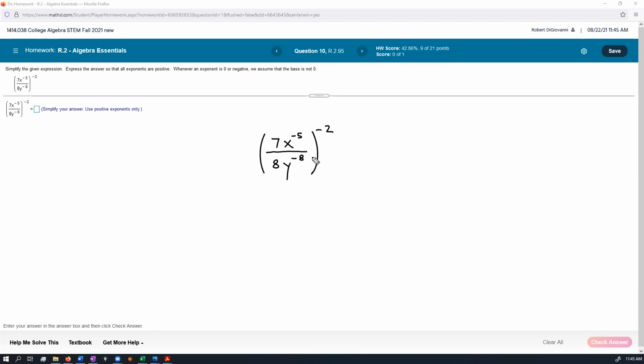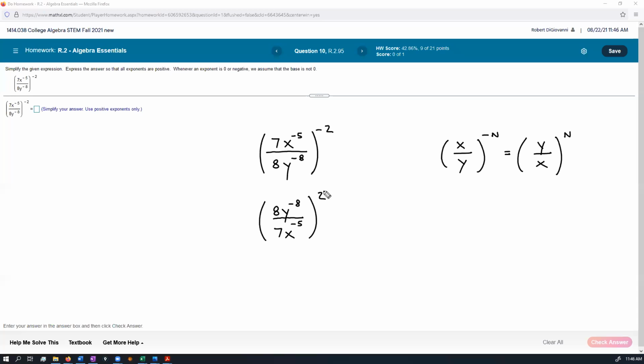Okay, first thing I'm going to do is I'm going to realize that I have a fraction raised to a negative power. So we have a property of exponents that says this: if you have a fraction raised to a negative power, you can rewrite that by flipping the fraction over and changing it to a positive power. So I'm going to change this to a +2, but it's going to require that I flip this over. So I'm going to put 8y to the -8 over 7x to the -5, and then all of that to the 2nd power. So what I did from here to here is a legal move. It's not the only thing you can do, but it's one thing you can do.